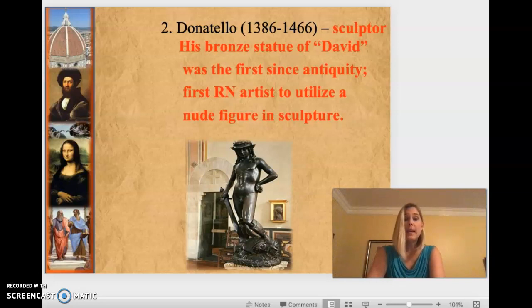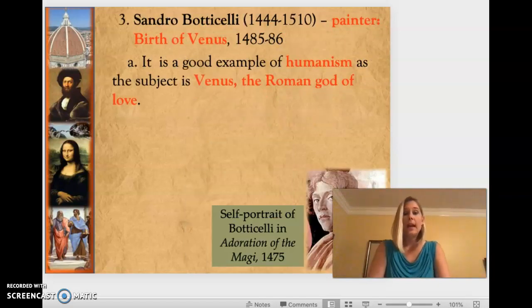Later, when we go over Michelangelo and his sculptings, I'll do a little bit of some comparison between what Michelangelo did in his depiction of David versus what Donatello did. So you're definitely going to want to make sure you can point out some of the similarities and differences between the two sculptings. Our next Renaissance artist on your typed outline is Sandro Botticelli, and he is one of the great painters of the Renaissance time period.